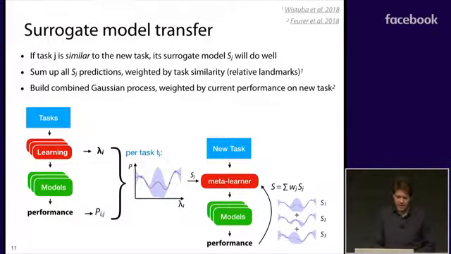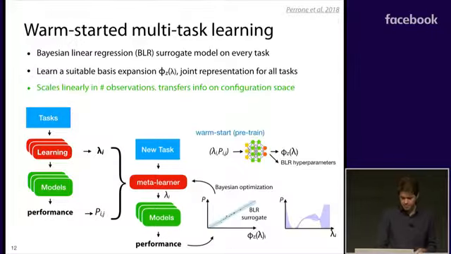Another nicer way, I think, is to build a new Gaussian process, a mixture, that's weighted by the current performance. So first of all, you build a mixture. You let all of these GPs make a prediction. And then you see, OK, on the new task, how well were they doing? And if some of them were doing very well, you increase their weight. If some of them were doing very badly, you decrease their weight. It's like having a bunch of advisors. If some of them give you good advice, you listen more to them. If not, you listen less to them.